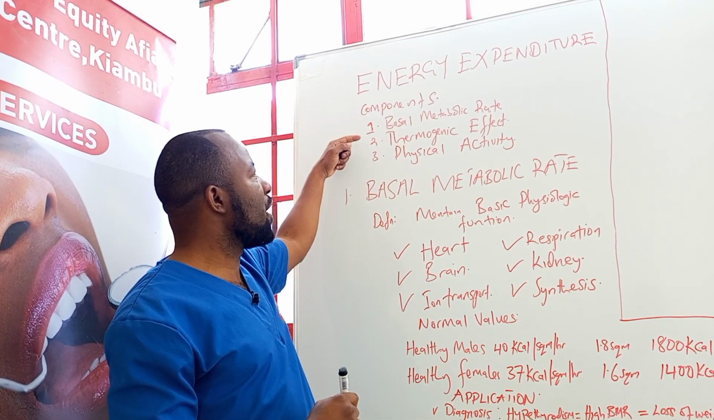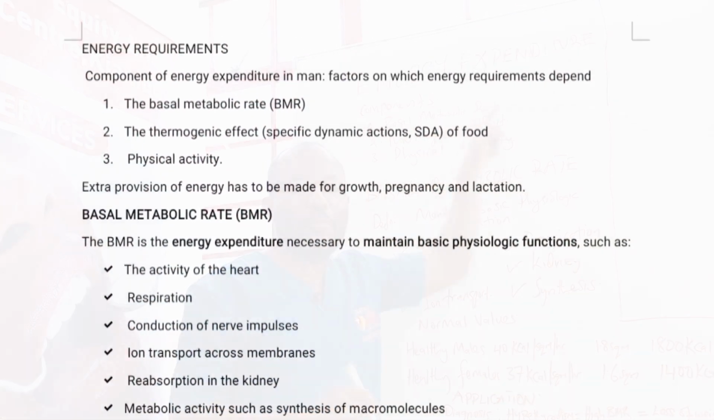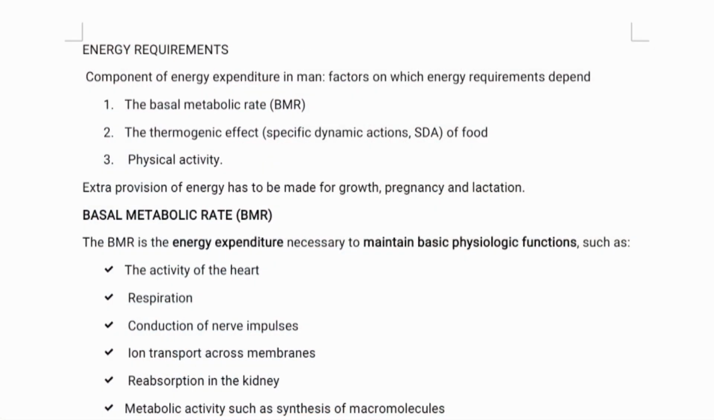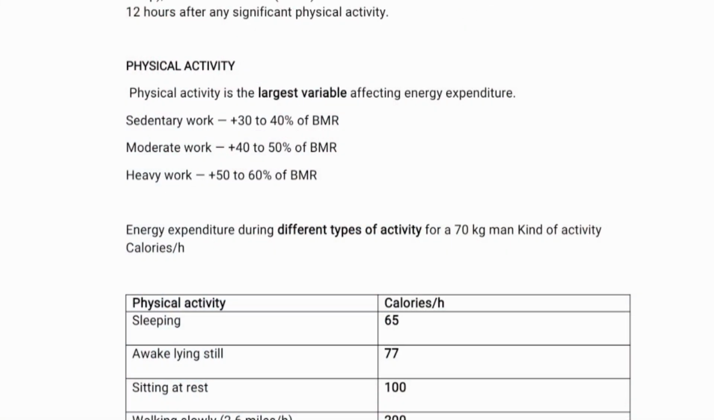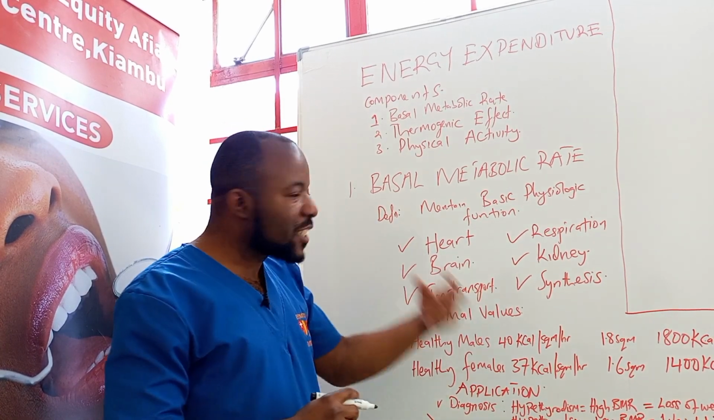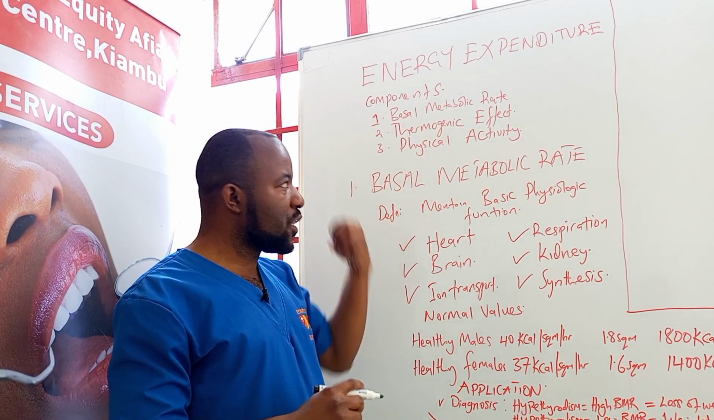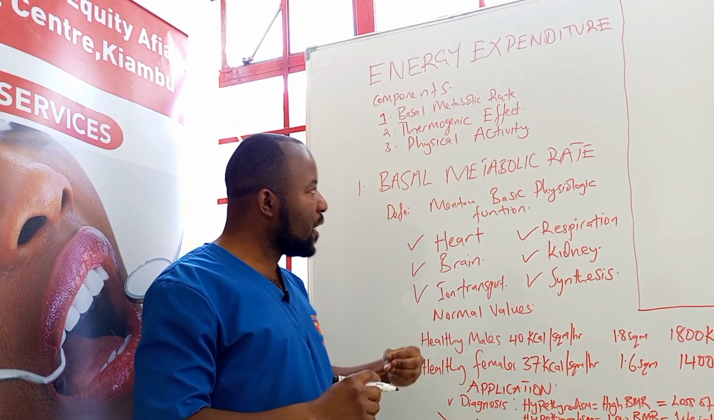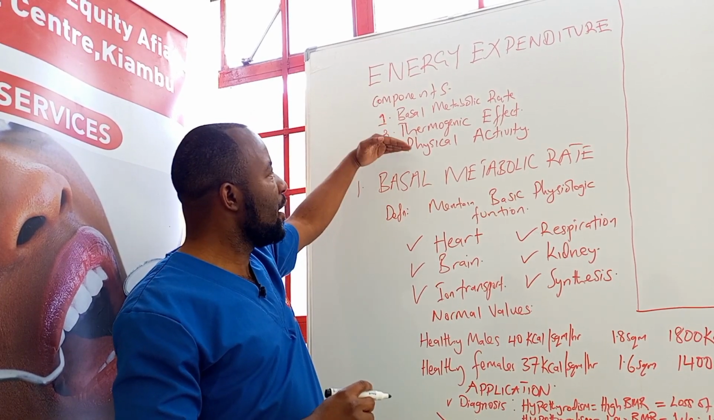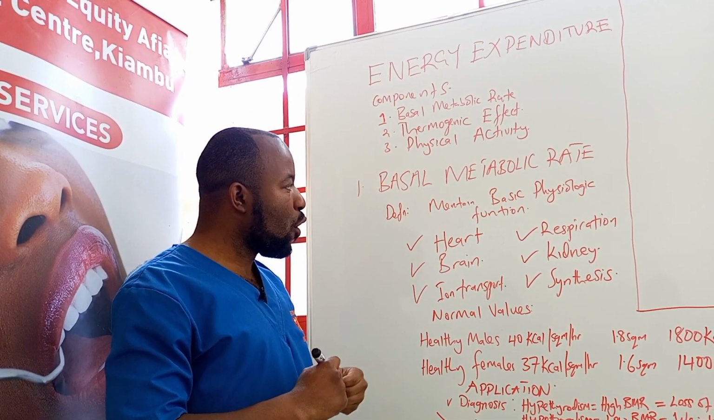The first component is what they call the basal metabolic rate. The second component is the thermogenic effect. And the third component is physical activity. This is how we use the energy we take in when we are taking lunch, supper, or breakfast. The food you take in accumulates energy in your body, and that energy is spent in these three parameters. So we are going to go one by one.